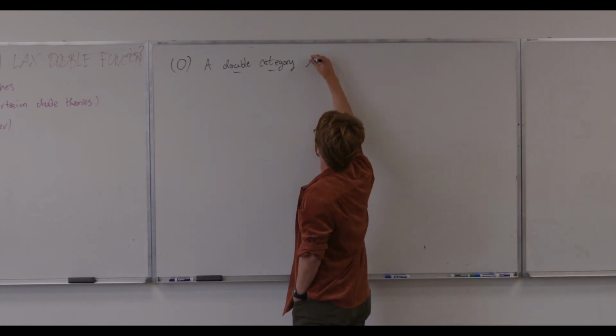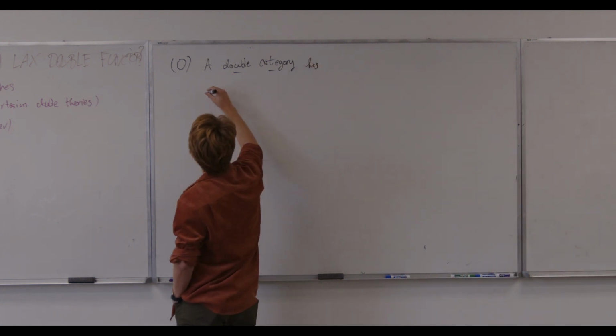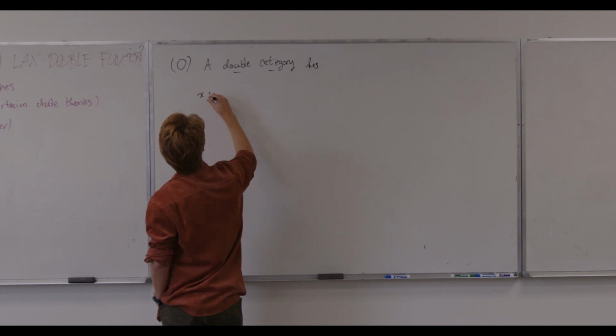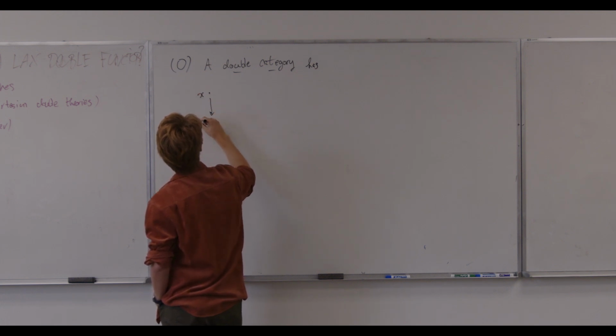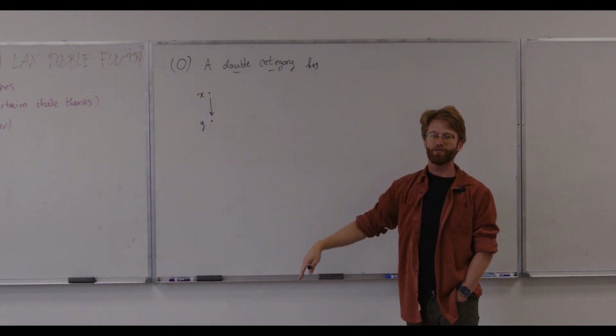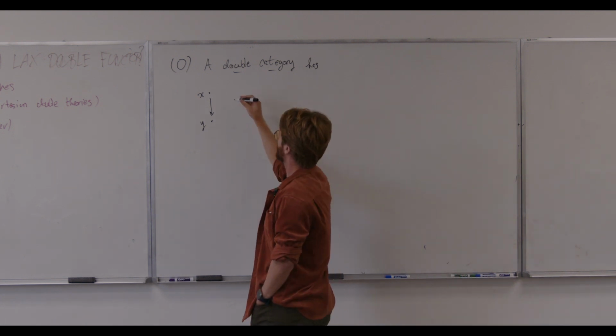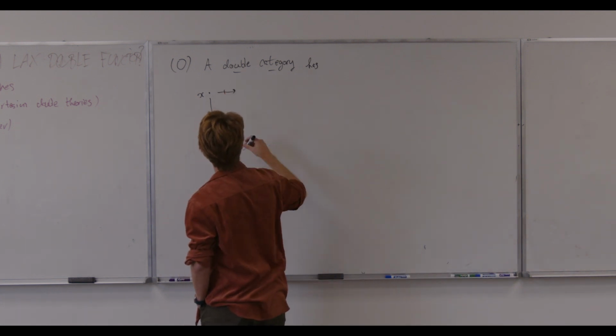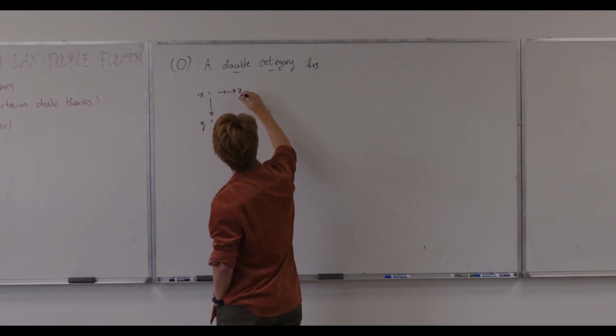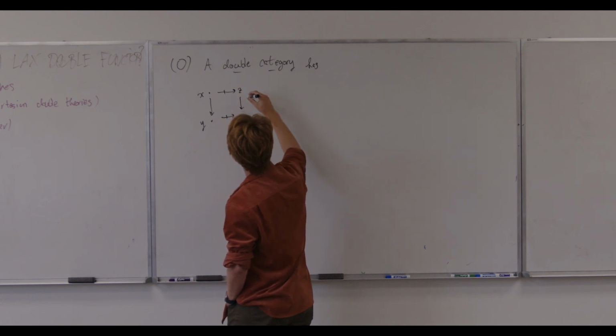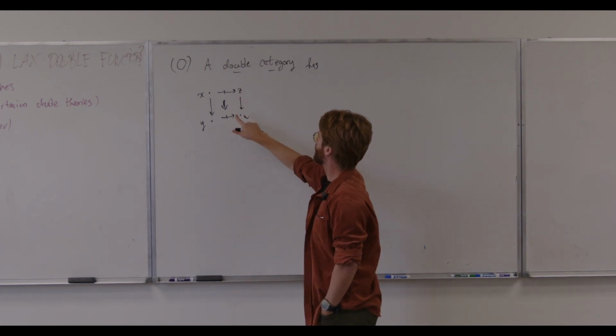A double category is the kind of thing that has objects and vertical arrows. You're going to be able to compose them, so far you have a category. There's another kind of arrow that we draw usually horizontally and with a little dash. And connecting these two kinds of arrows, there are these square-shaped cells.